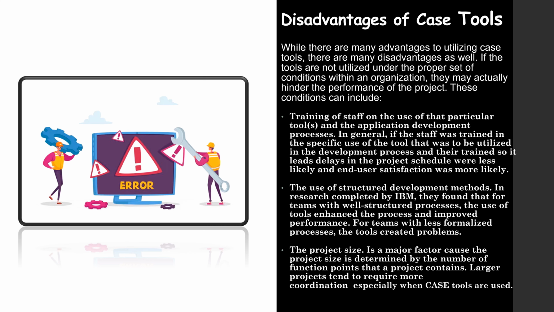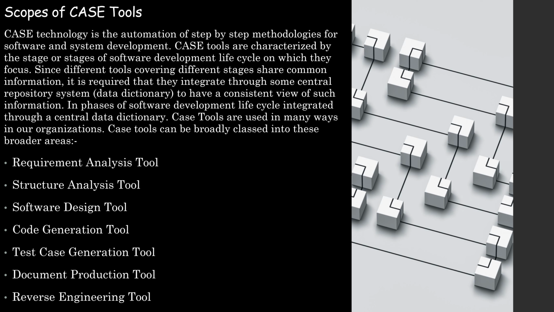Every CASE tool follows a step-by-step methodology. These are categorized by stages. It takes time to understand, and it is a data dictionary of software development with consistent information. The phases of the software development life cycle are integrated. CASE tools are broadly classified into areas where the scope lies, like requirement analysis tools, software design tools, test case generation, documentation production, and reverse engineering, as mentioned in the roles of CASE tools. These are used by many people, and they are so useful in this.